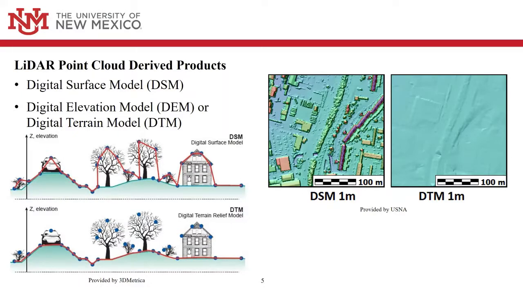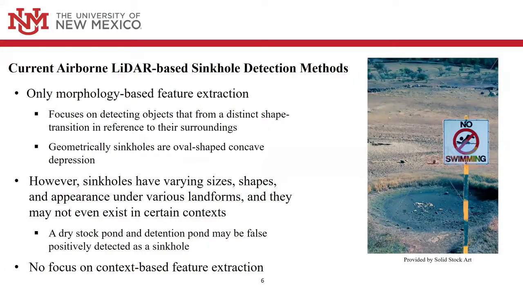But for DEM, or we call it more like a DTM, digital terrain model, is a bare earth model. It's only the bare ground. It doesn't include any features above the ground. So just the two examples showing you what's the difference between DSM and DTM. The reason I want to mention these two products is because we are going to use them for the process of the LiDAR data to basically we process these two products to identify and detect the sinkholes on the ground.